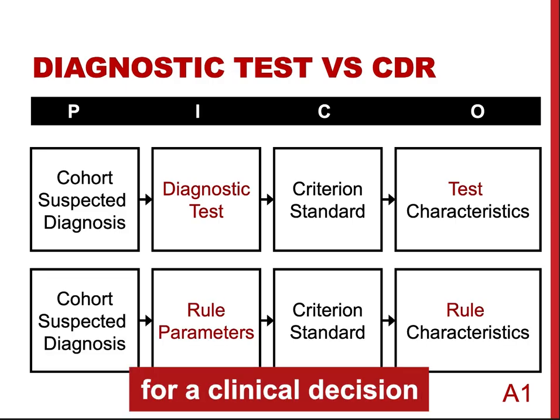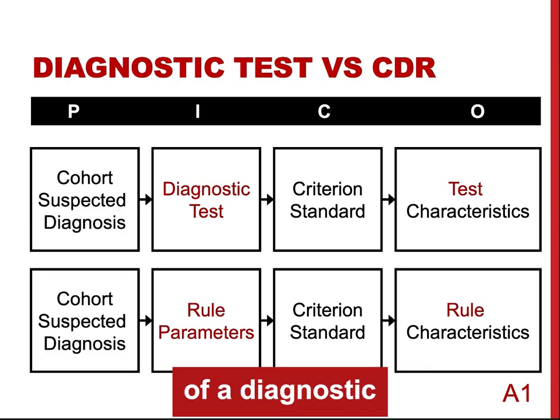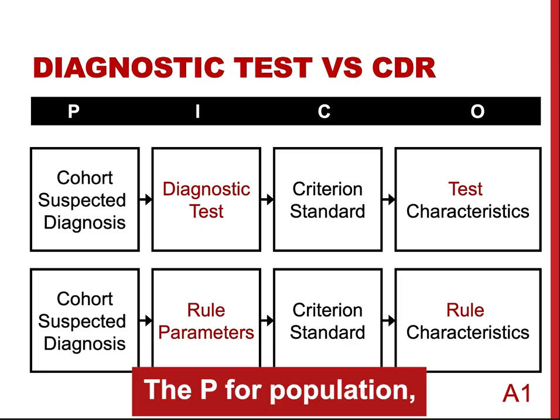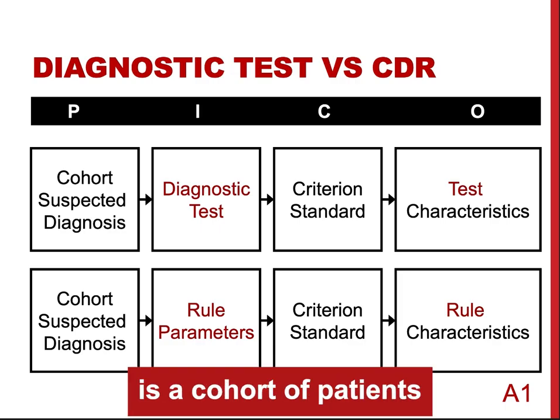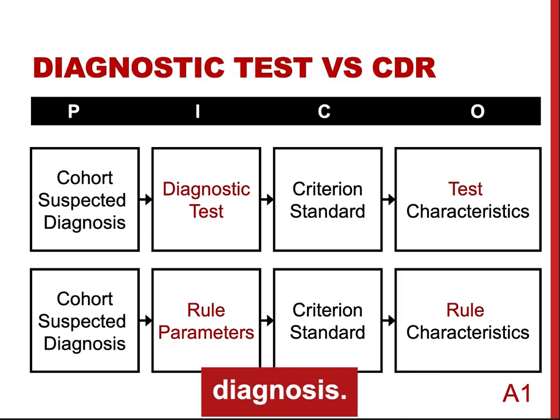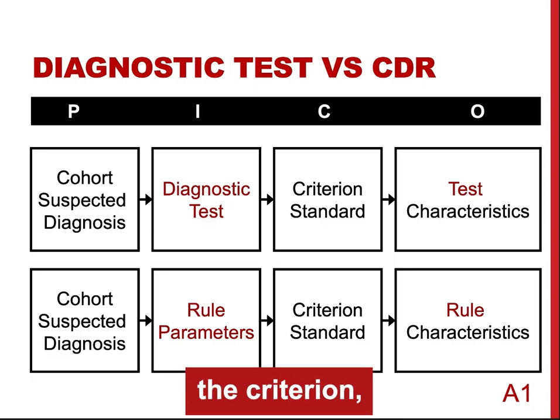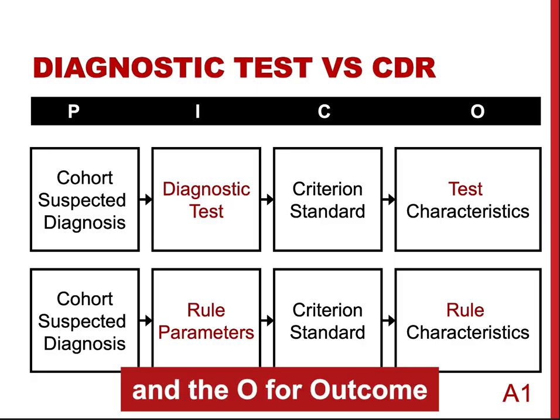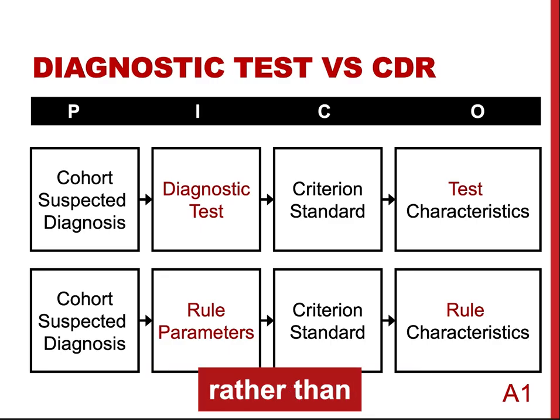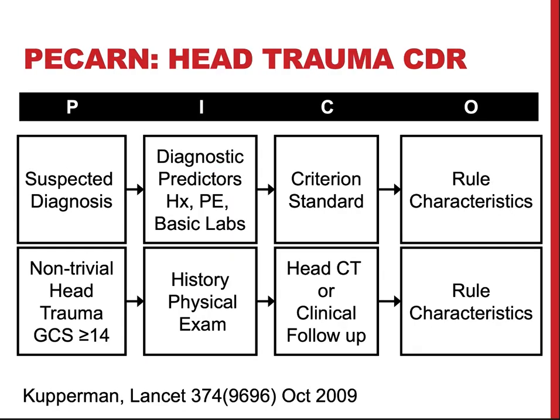The PICO question for a clinical decision rule is very similar to that of a diagnostic test study. The P or population is a cohort of patients with a suspected diagnosis. The I or intervention is the group of significant predictors or rule parameters rather than a single diagnostic test. The C or control may be called the criterion, reference, or gold standard, and the O or outcome is the rule characteristics rather than test characteristics.